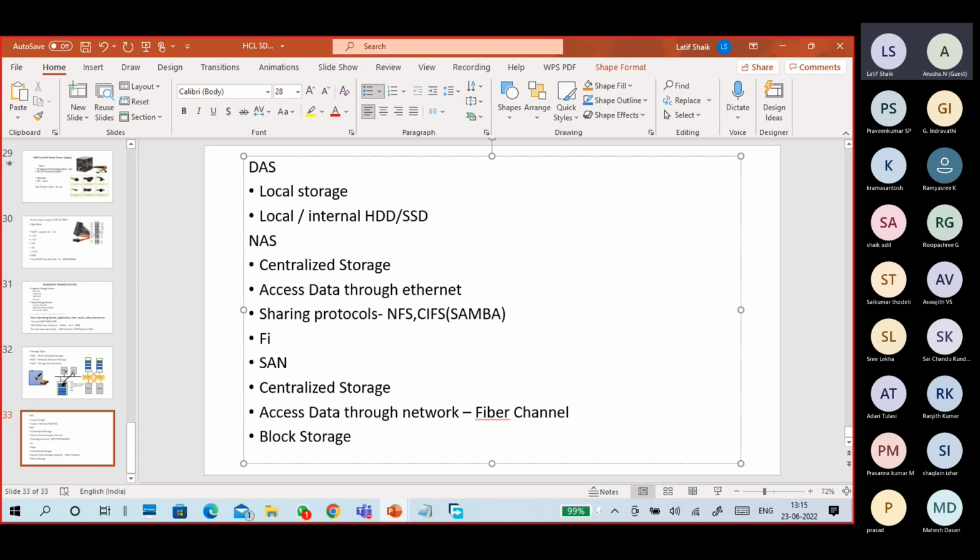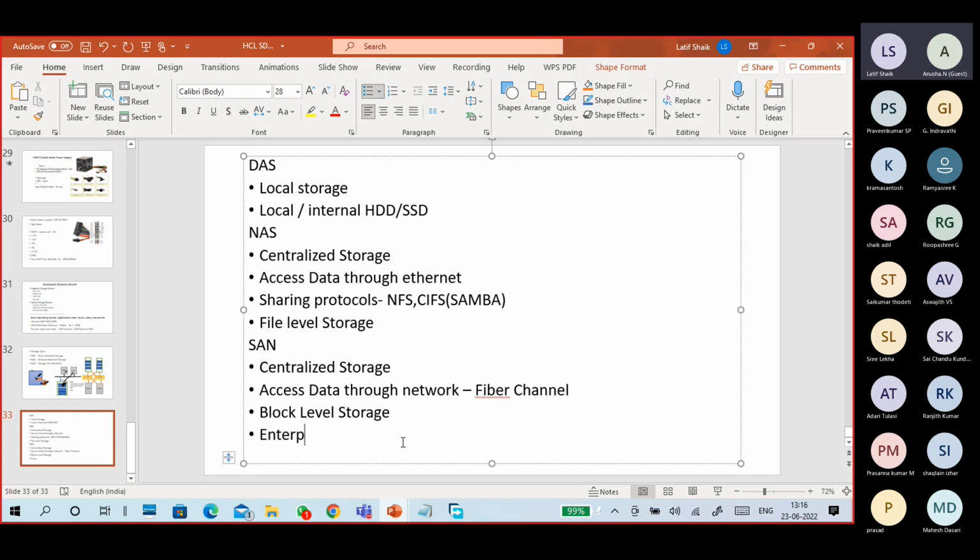NAS is file level storage. File level storage. SAN is block level storage. Okay, in which ways are SAN and NAS centralized storages? SAN is for enterprise. It is an enterprise solution.